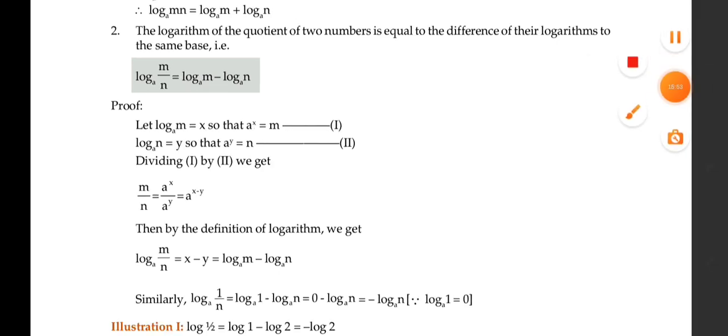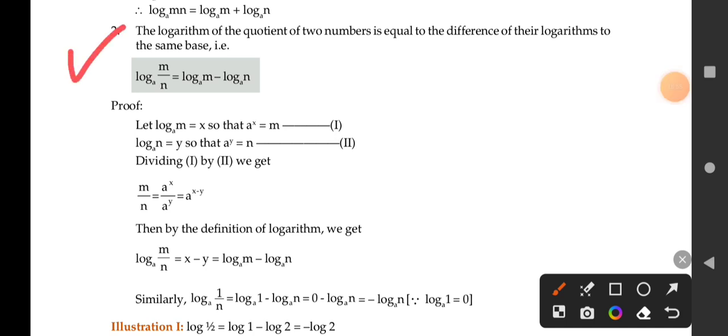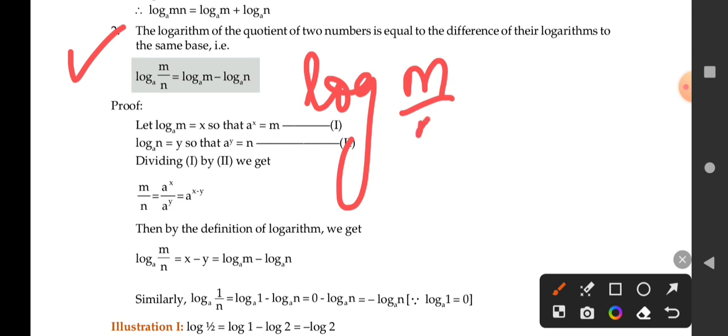Second law. The logarithm of the quotient of two numbers is equal to the difference of their logarithms to the same base. What does it mean? Logarithm of the quotient means division. Suppose the numbers are m divided by n, it is equal to the difference of their logarithms to the same base.